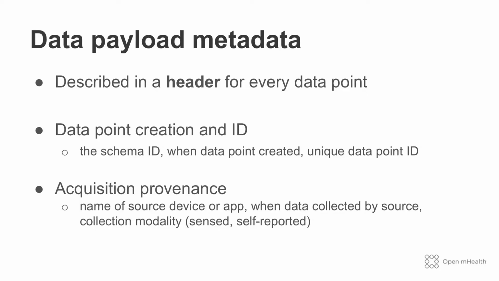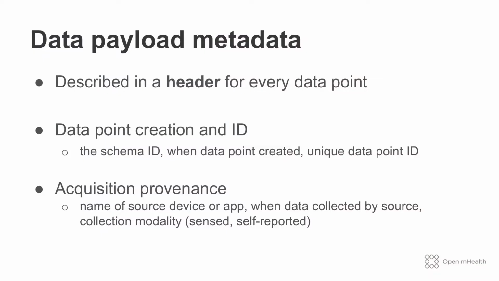The header includes the data point creation and ID metadata: the ID of the schema, so this is a blood glucose schema, when that data point was created, and a unique data point ID, which I think you saw on granola. Those are unique IDs, so you can always get at that data point.